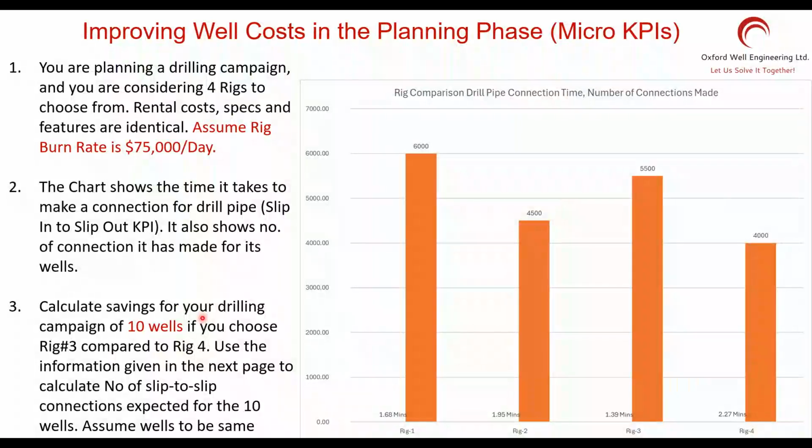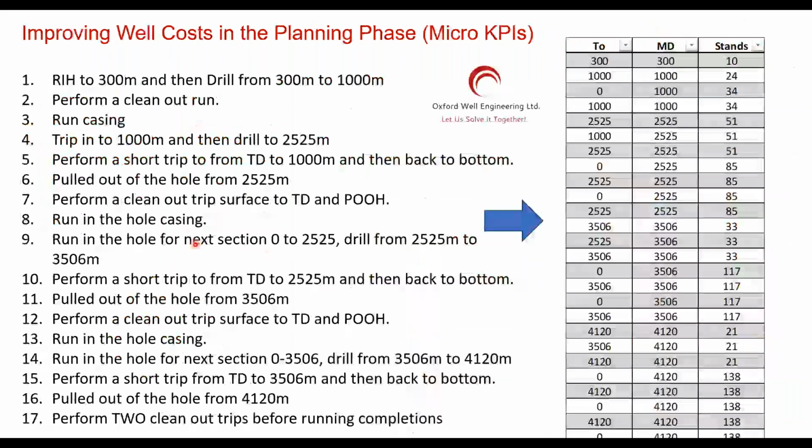So this is the chart for the rig. You call the rig and say, give me your connection time, rig number 3 and rig number 4, so I can do my analysis. Just by doing this analysis, you can actually go to your drilling program and say, okay, I want to do these steps: run in the hole, drill this, run casings and everything. For the sake of simplicity, I put in a table to summarize what I wanted to do.